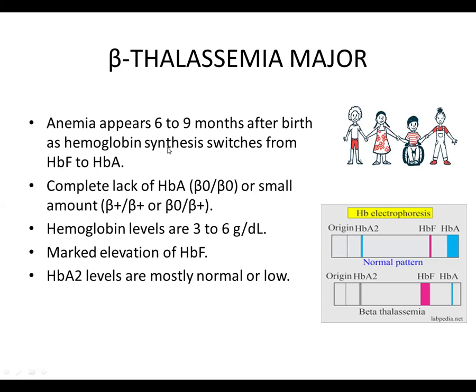So you can see in the picture also that the normal pattern is that hemoglobin A is normally more as compared to fetal hemoglobin, while in cases of beta thalassemia, fetal hemoglobin is more and hemoglobin A is either reduced or it may be normal in amount.